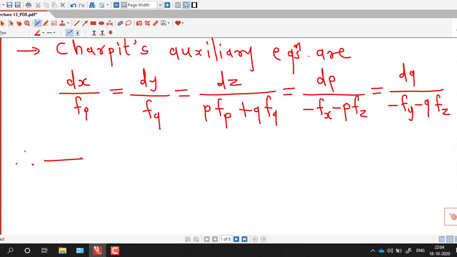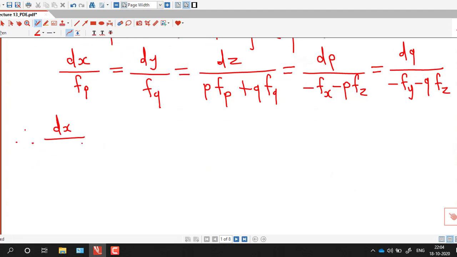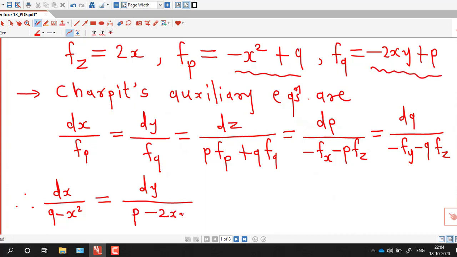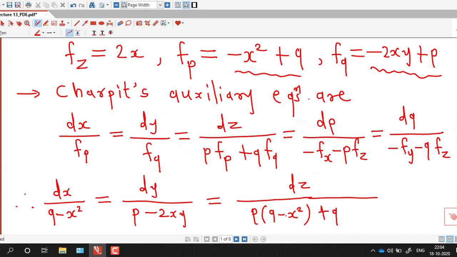Therefore dx: what is the partial derivative with respect to p? It is q minus x square. Dy divided by del f by del q, which is p minus 2xy, equal to dz divided by p times del f by del p, that is q minus x square, plus q times del f by del q, that is p minus 2xy.